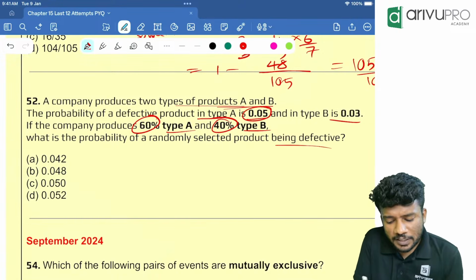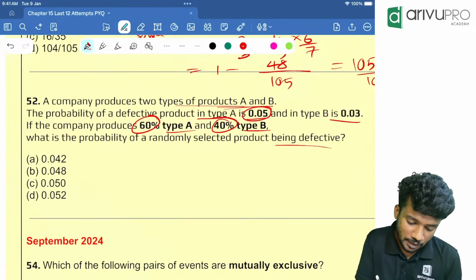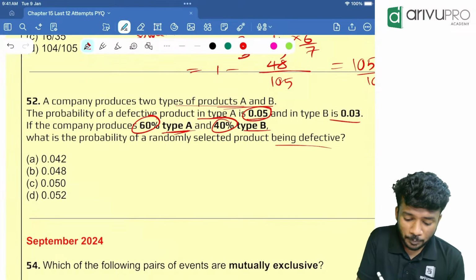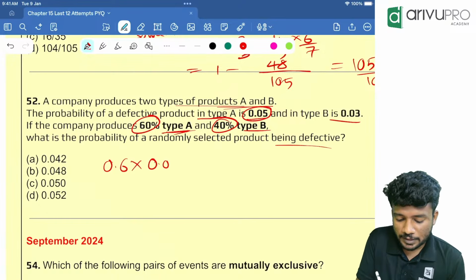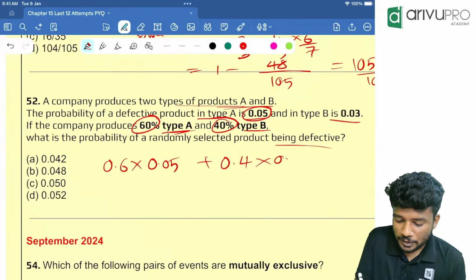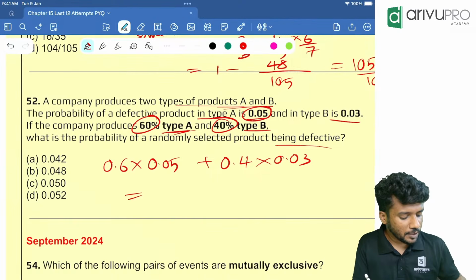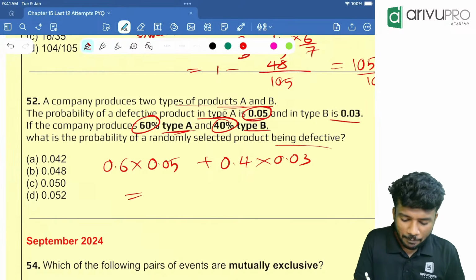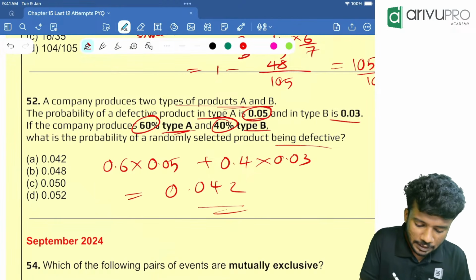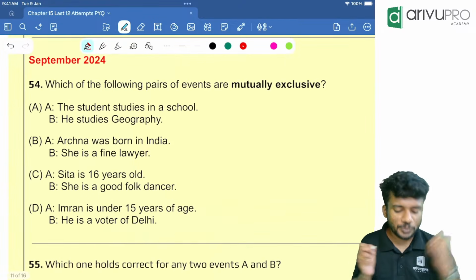So how much is the defective for the first case? 0.05. Now the probability that the company produces type A is 60%, that is nothing but 0.6. 0.6 into 0.05 plus 40% type B means 0.4 into 0.03. That's your answer. Take your calculator, clear the memory. 0.6 into 0.05 M plus, 0.4 into 0.03 M plus, MRC, 0.042. Option A is your answer. Now we are going for our September 2024 question.